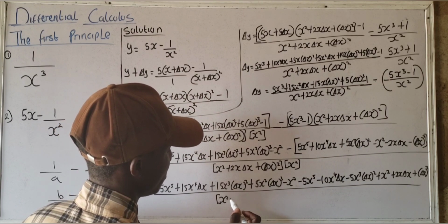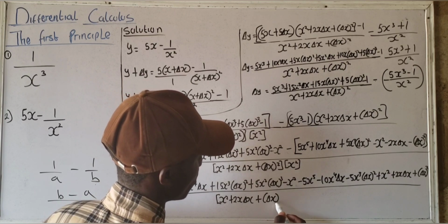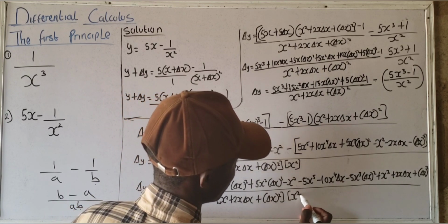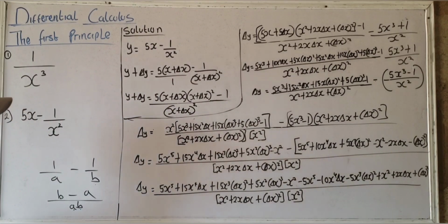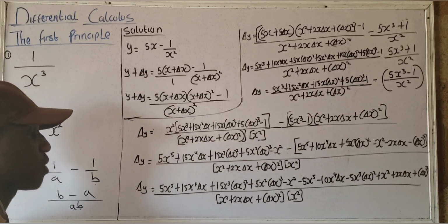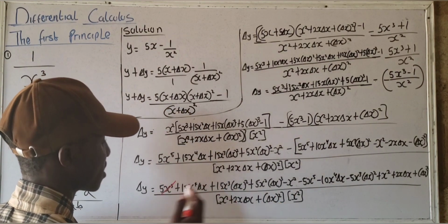x squared plus 2x delta x plus delta x raised to the power of 2 times x raised to the power of 2. Okay, now we have gotten to this point. Now look at the numerator that we have. Is there any term that can cancel or that can add up to each other? If there is, let us check. We are having positive 5x raised to the power of 5 and negative 5x raised to the power of 5. So this can cancel this.